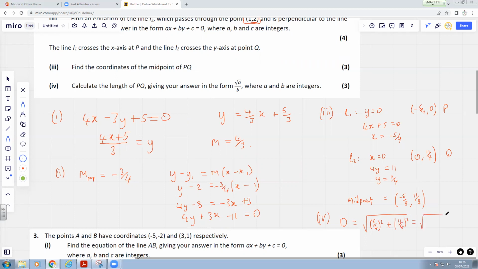That's going to give me 25 on the top of this one, 121 on the top of that one, and 121 plus 25 is going to be 146. And then you're going to get 16 on the bottom there. But you can square root 16, and so you get 4 on the bottom, and then you're going to get root 146 on the top. I've left it in the format they wanted me to leave it in. Okay, let's go on to question 3.